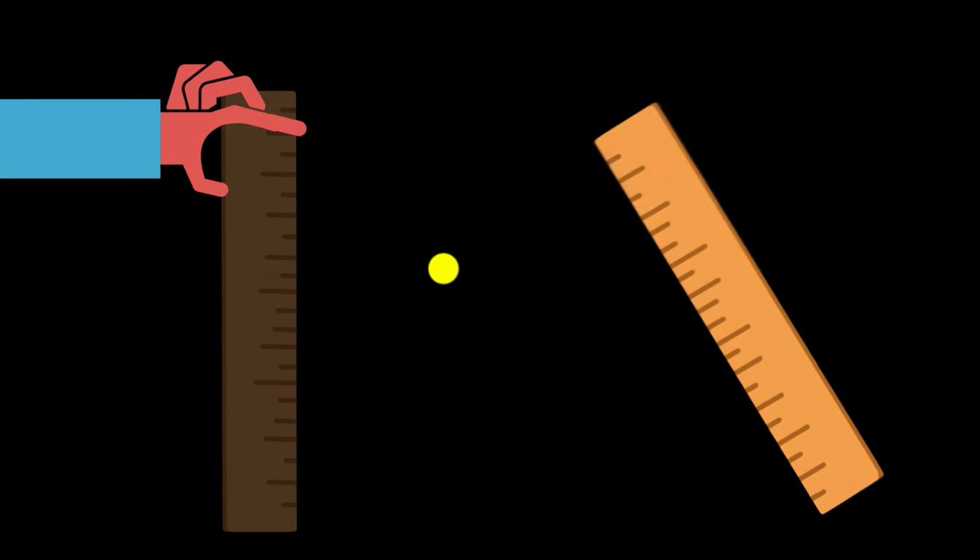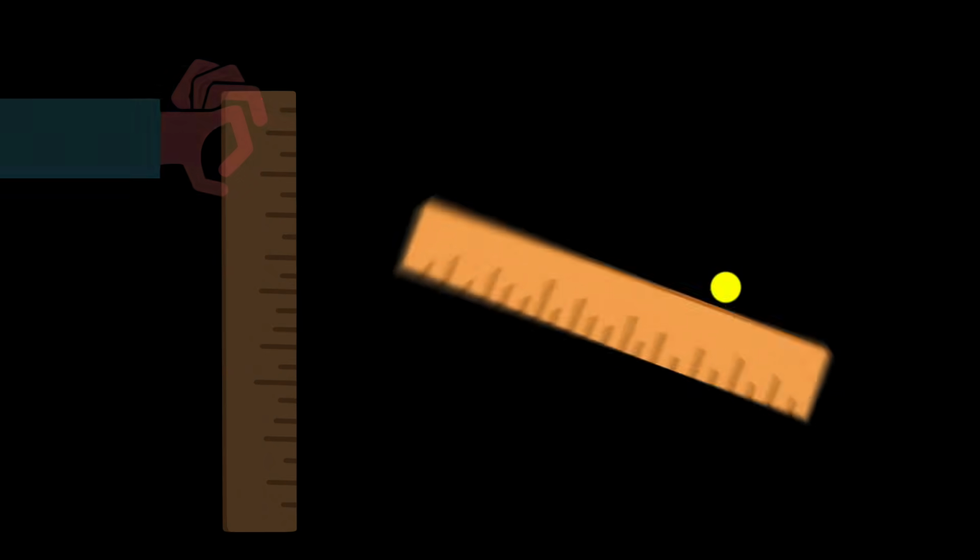Here's a ruler kept on a table. Suppose I flick it over here. What's going to happen? Well, it's going to go forward and it's going to spin a bit, right? So when I flick it, the ruler gets both a translational motion and a rotational motion.